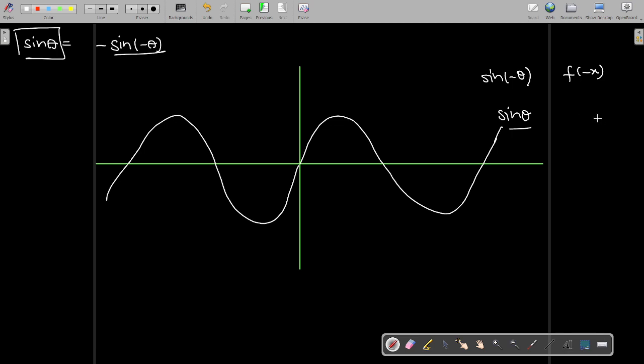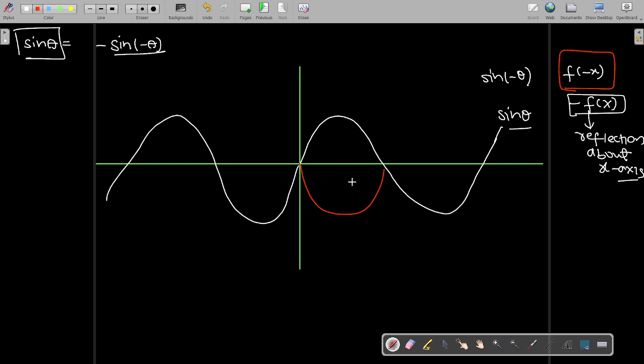Reflection about which axis? x-axis. That is what minus f of x is. This is reflection about the x-axis. I mean, you can draw a line. It goes up and comes down. You're saying reflect it like this. It goes down. Is that what you're saying?